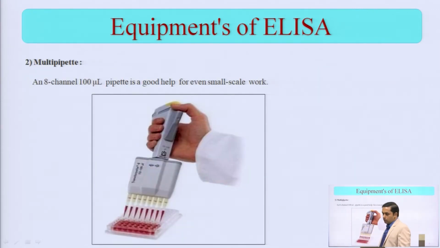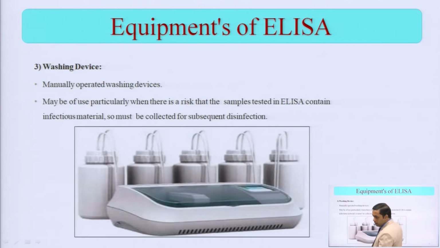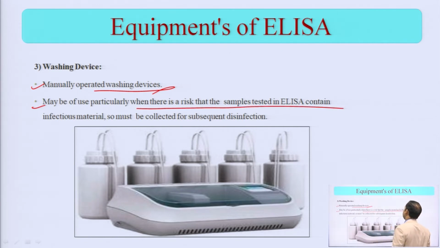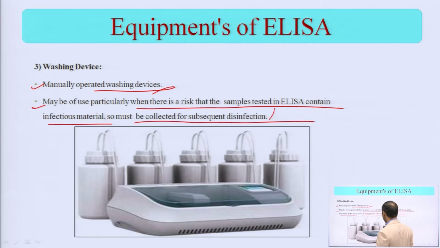Another thing is the micropipette. I hope you have used a pipette in your chemistry activities. Here we are using a micropipette, which gives a very small amount to the plate. And then washing devices: manually operated washing devices are present, or they may be used partially where there is a risk that samples tested in ELISA contain infectious material. So they must be collected, followed by disinfection.